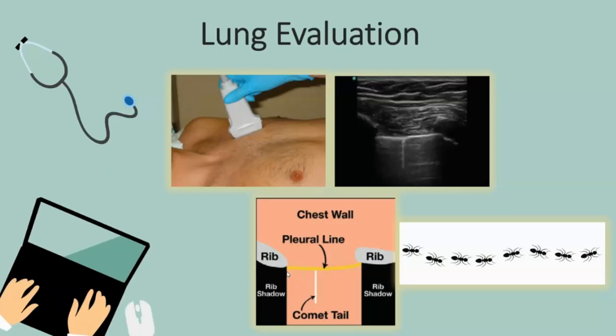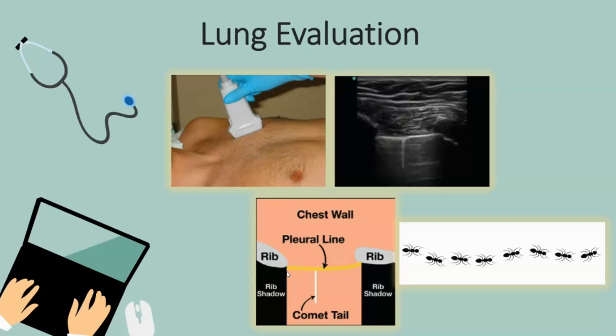Okay, then one of the most important parts of EFAST in trauma is assessing lung evaluation. So you're going to assess your thoracic sagittal views. You're going to put the transducer on the upper chest of the patient in the second or third rib spaces in the mid-clavicular line. What's important is to do this on both sides of the chest.